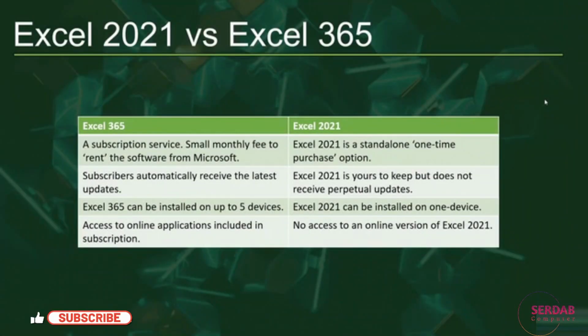If you're trying to decide whether you want to use Excel 2021 or Excel for Microsoft 365, this lesson is here to help you make that decision. And what you can see on the slide here is just some of the differences between Excel 365 and Excel 2021. Now, the main difference between these two is that Excel 365 is essentially a subscription service. And what that means is that you sign up with Microsoft and you pay a small monthly fee to effectively rent the software from Microsoft.